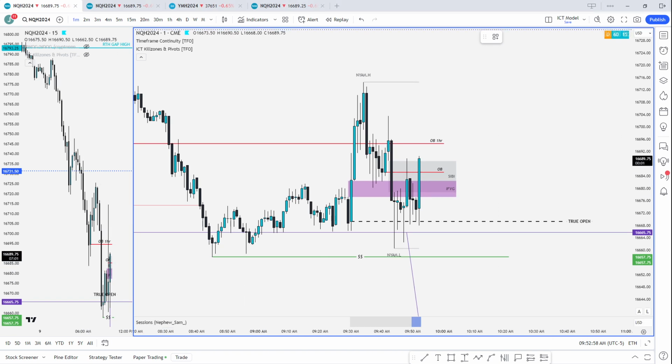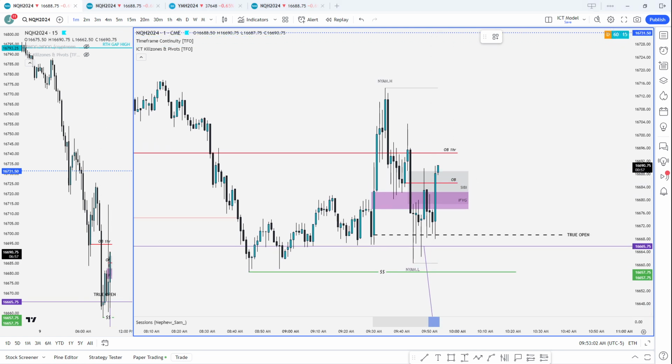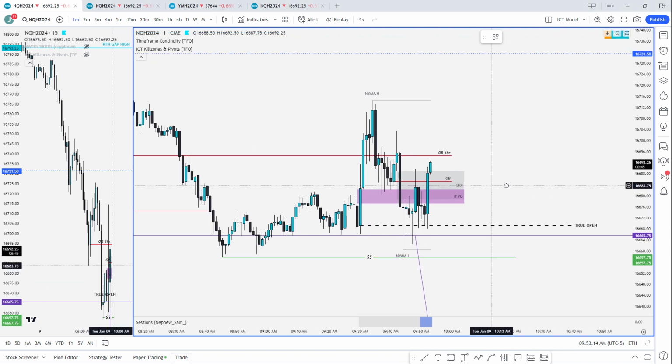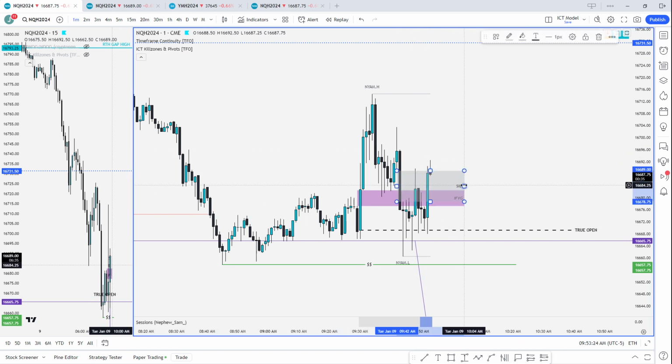So definitely not as clean as I'd like to see. All the way up to the buy side there, the premium, sorry. But it's just chopping around. Or I would say wait for 10 o'clock unless we just filled it all the way. Let me remove some of this stuff. Just filled the SIBI all the way with buying and selling.